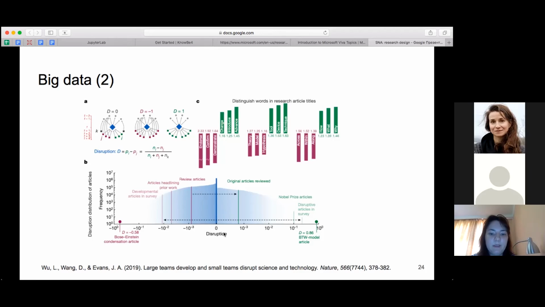And here are examples of disruption. Here are review articles. We know review articles have very limited novelty, and original articles should have much more novelty. We also find here that Nobel Prize articles usually have very high novelty and very high disruption because they change something a lot.